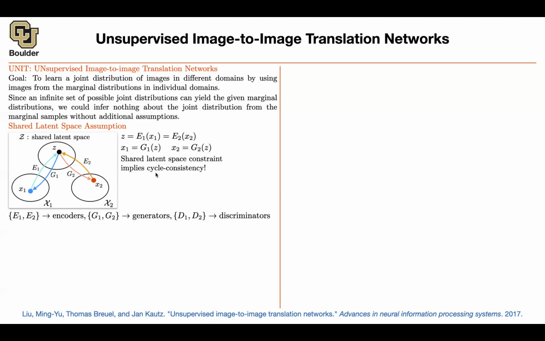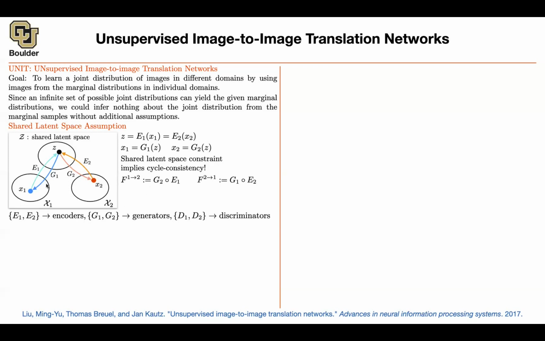There is going to be a larger class of joint distributions that satisfy this compared to cycle consistency. And why is that? The reverse is not true. This class is actually bigger than the class of cycle consistent neural networks. And why is this true?